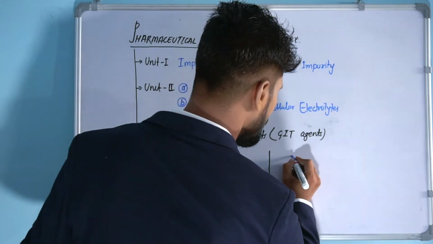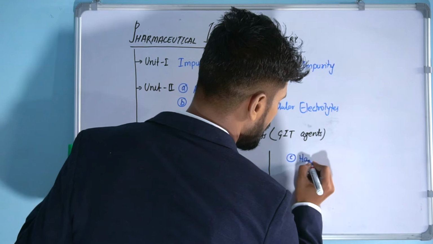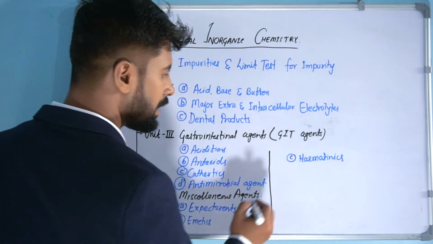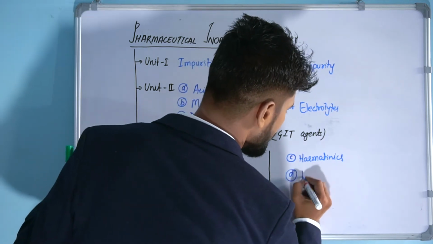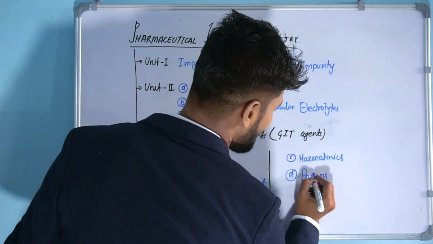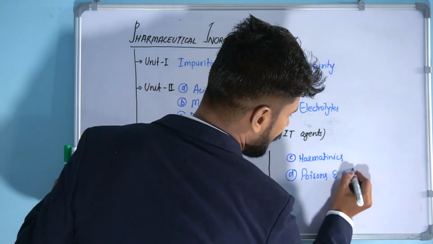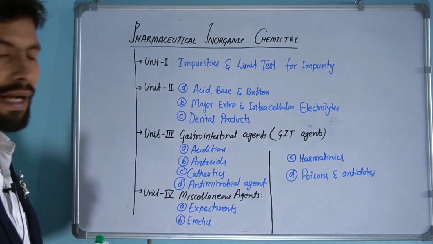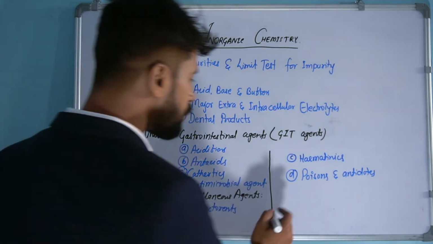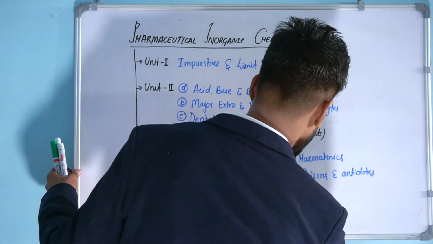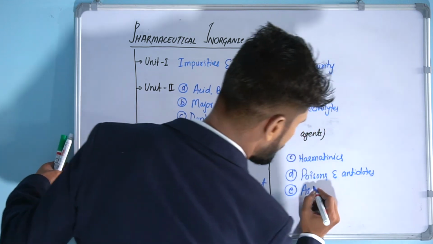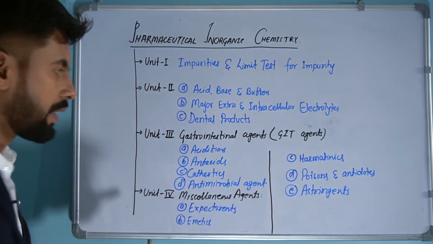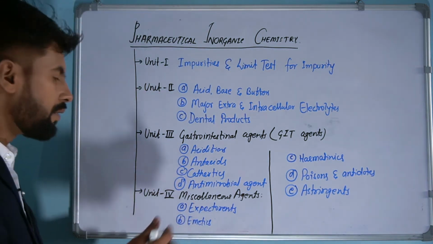So C is hematinics. Then the next one is poisons and antidotes. We will study poisons and antidotes. And the last one under the same unit is astringents. So this is all about unit 4.